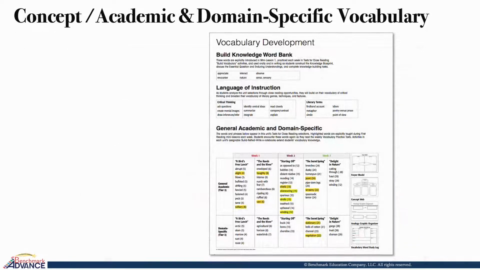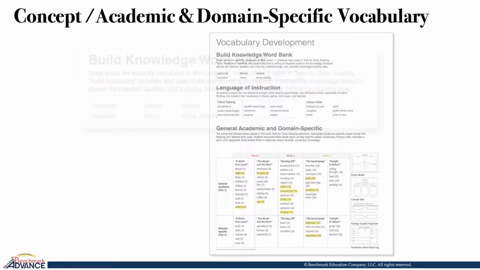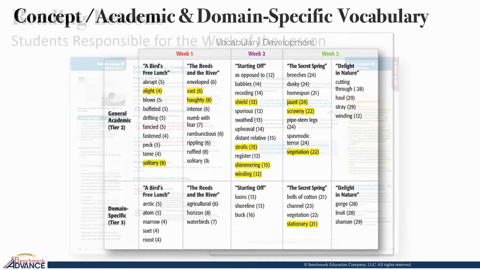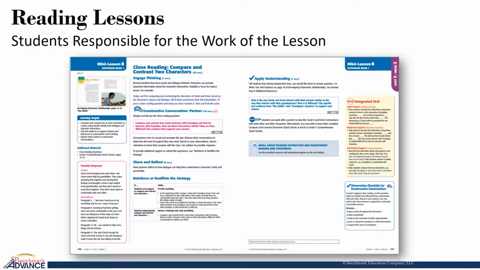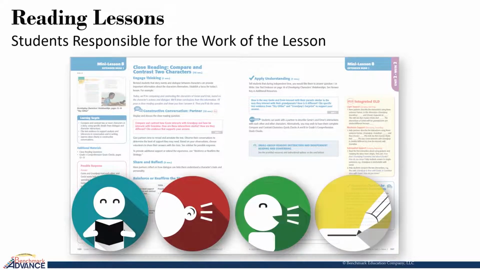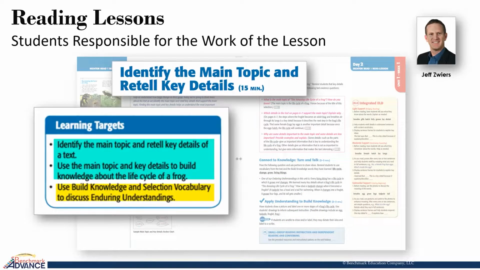As students read and write, they are building their vocabulary. Remember, we have two vocabulary types, the knowledge concept vocabulary and the academic and domain-specific vocabulary. And students need both. These are the words students will find in the texts. During the reading lessons, students will read about the topic, listen and speak about the topic, and write about the topic to build knowledge. Every lesson is clearly identified with its focus and learning targets.